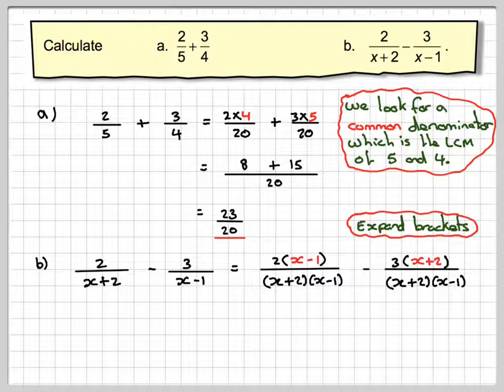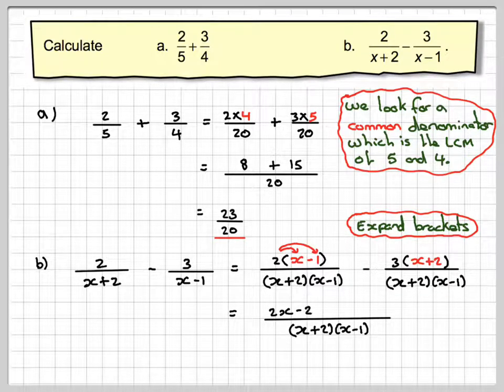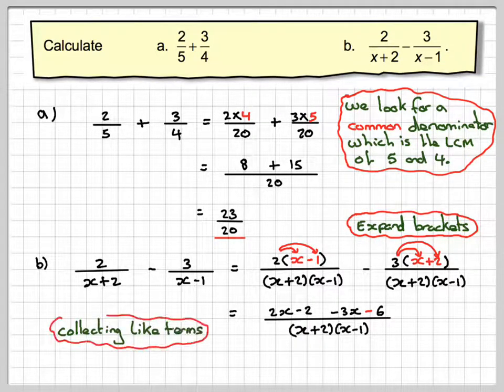So now we expand the bracket, so we get 2 times x, which is 2x, 2 times minus 1, which is minus 2. Be careful with the sign here, get minus 3x, and then a minus times a plus gives me a minus 6. Then we collect together the like terms, so we've got 2x minus 3x. So I write down the denominator first. Notice we haven't actually expanded the denominator, we never do that. So we've got 2x minus 3x, which is minus x, and then minus 2 minus 6, which is minus 8.